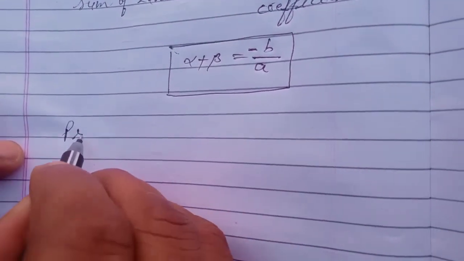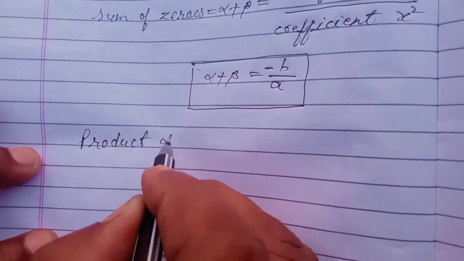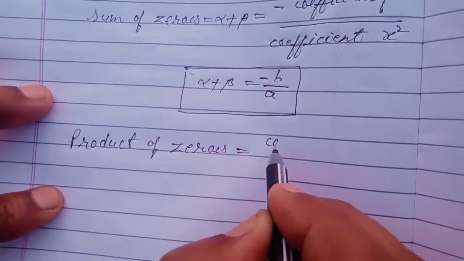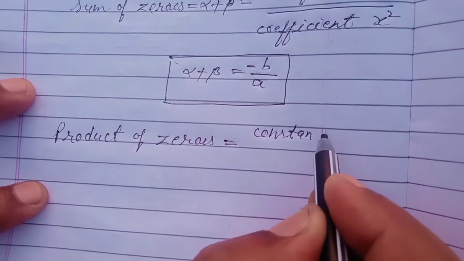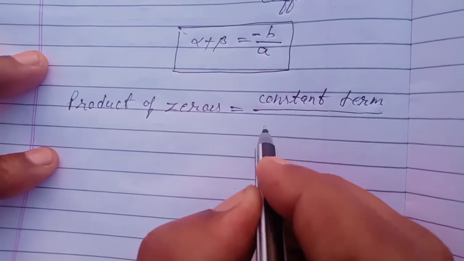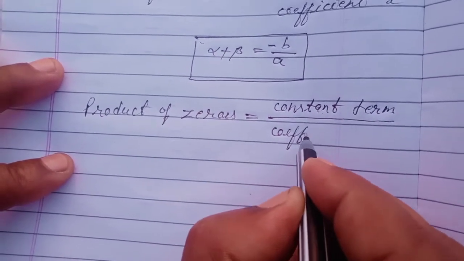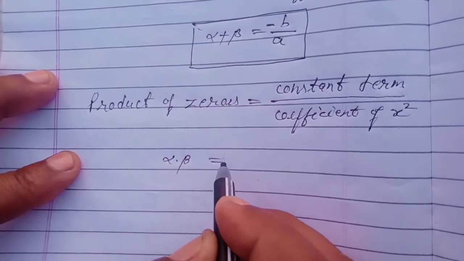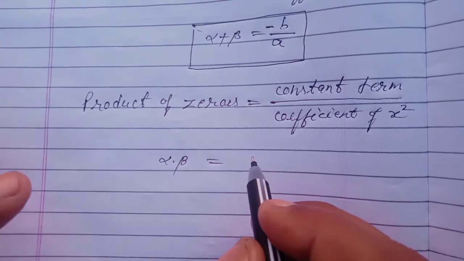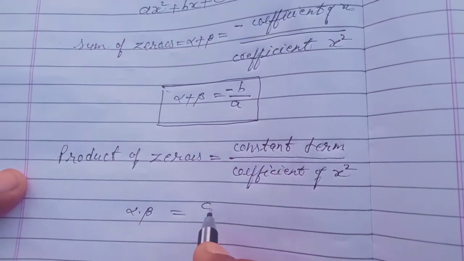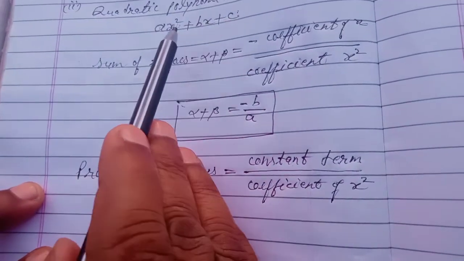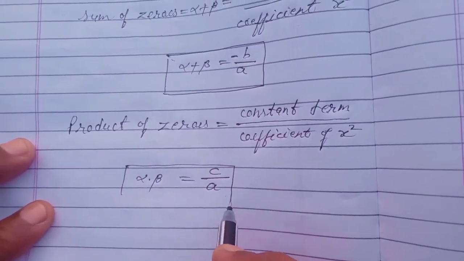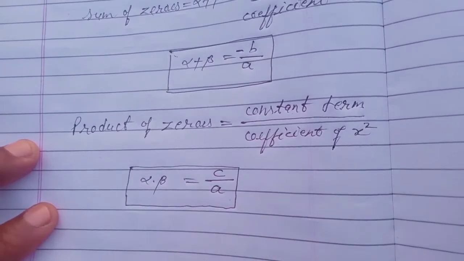Product of zeros is equal to constant term upon coefficient of x square. So alpha into beta is equal to c, and the coefficient of x square is a, so c upon a. Okay.